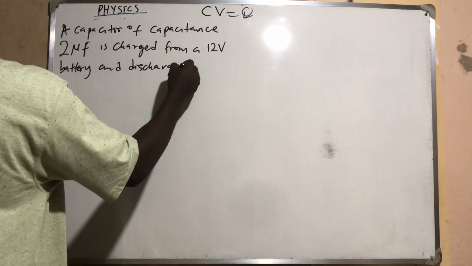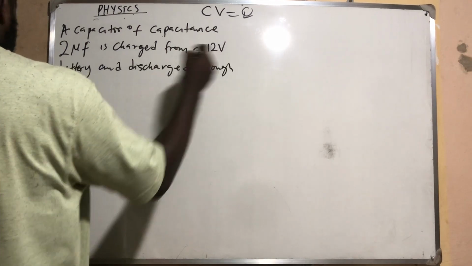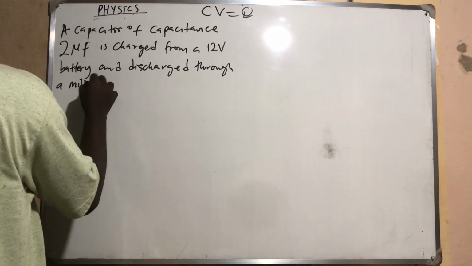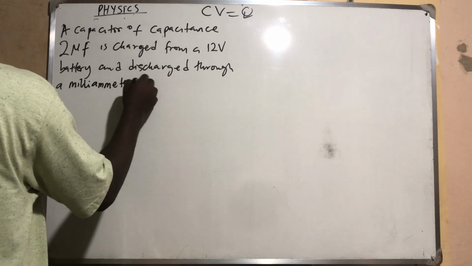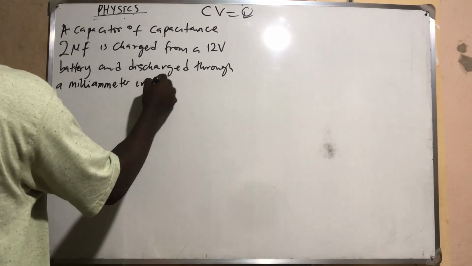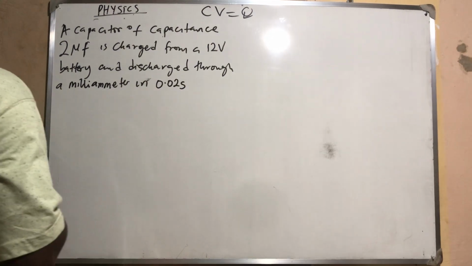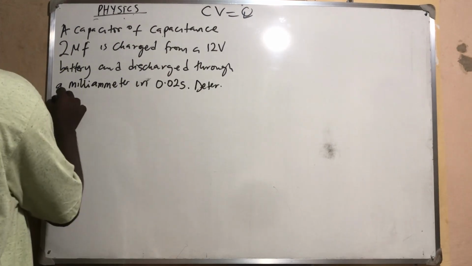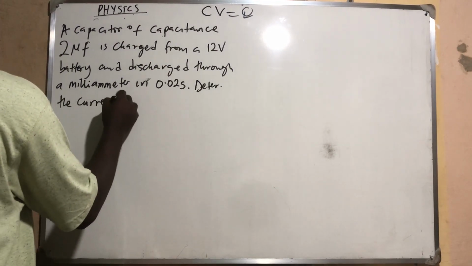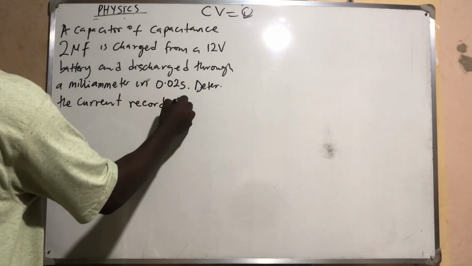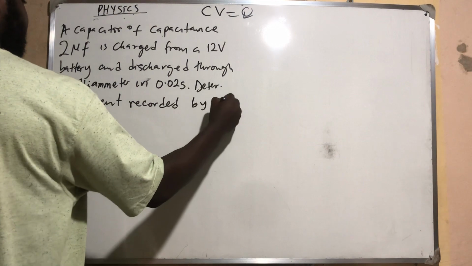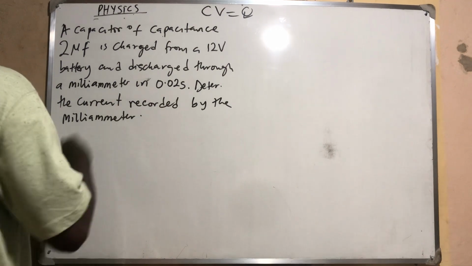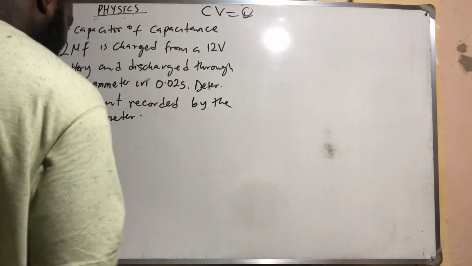and discharged through a milliammeter in 0.02 seconds. Determine the current recorded by the milliammeter. This is very, very simple. Solution.